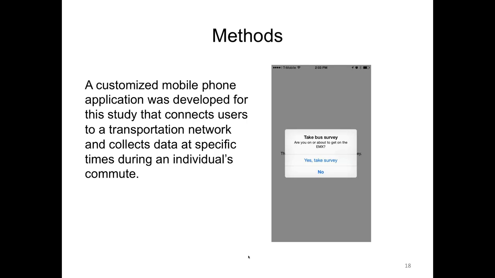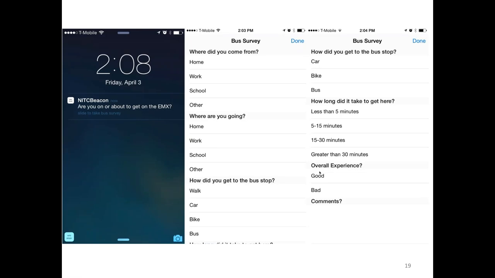So our big overall objective in terms of methods was to create this customized mobile application so that users who are commuters can actually connect to some network that would allow them to provide information. And so with this app that we see here, when an individual gets on or near a bus, we wanted to push this app and say, are you about to get on a bus? Yes, take the survey. No, if we made a mistake in pushing you the survey, then you could say no and the survey would close. And the kind of survey that we were interested in is basically something that looks like this.